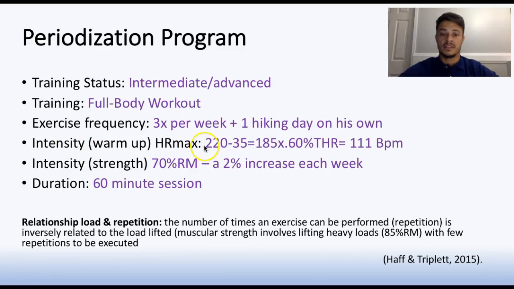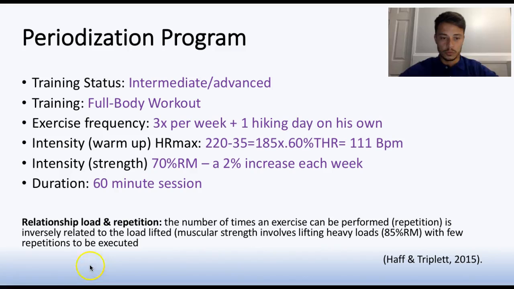We have set an intensity for his warm-up based on heart rate max. Target heart rate will be 111 BPM. The intensity of his training will be 70% of 1RM to start the first week, and every next week, we will increase it by 2%. And then the duration will be a 60-minute session.